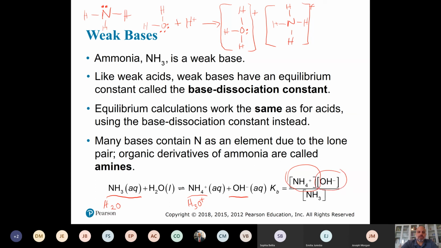And you can see the Kb equation doesn't look very different than a Ka equation, does it? The only difference between the two is that the Kb refers to the fact that we're starting with a base, whereas the Ka refers to the fact that we're starting with an acid. The way you draw the Kb is the exact same way you draw the Ka.